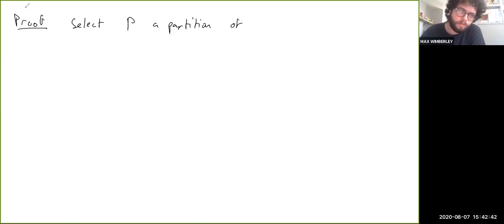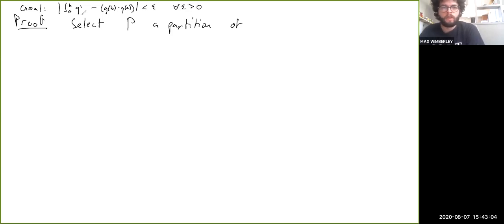So our goal is to show that the absolute value of the integral of g prime minus (g of b minus g of a) is less than epsilon for all epsilon greater than 0. If we can show this is true, then the absolute value has to be 0, so they have to be equal. So let's find a very good approximation of the integral from a to b of g prime.